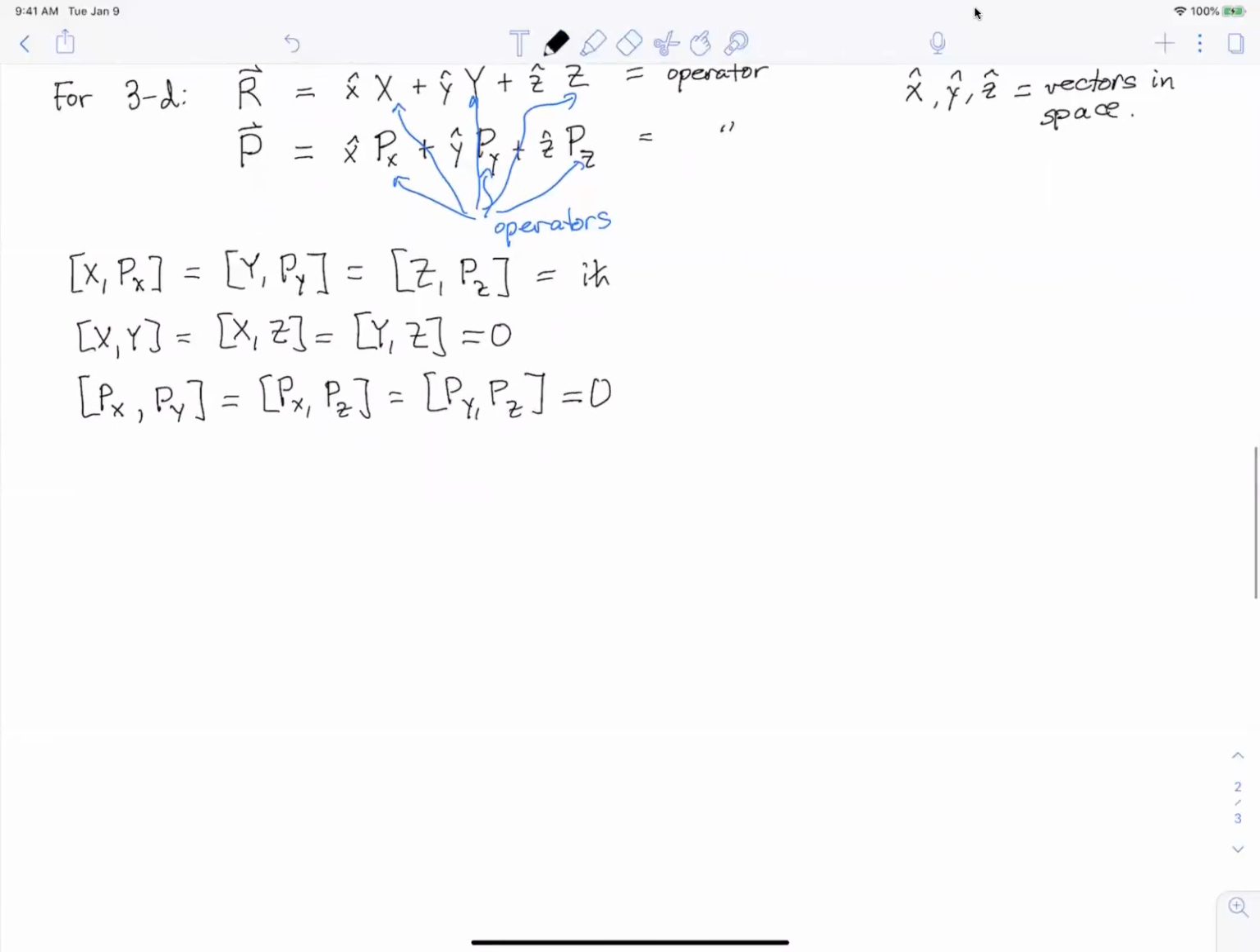And if you take the commutator of X with a different momentum, like the y momentum, or the commutator of Y with the z momentum, those are also 0. So there are all these different combinations, and they're all 0.